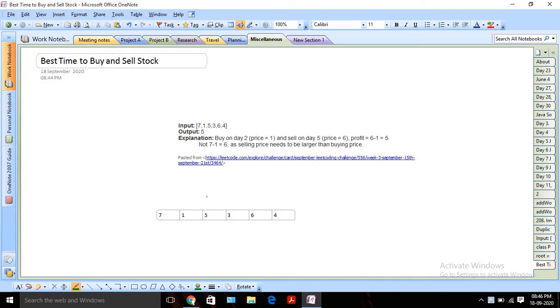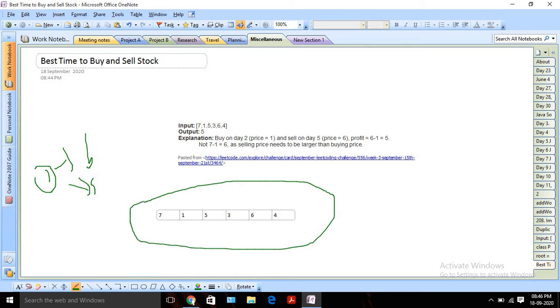The condition is we can buy only one stock, so we can complete one transaction. One transaction means one buy and one sell, and we need to check all the given days, and we need to figure out the maximum profit. What is the maximum profit that I can gain?